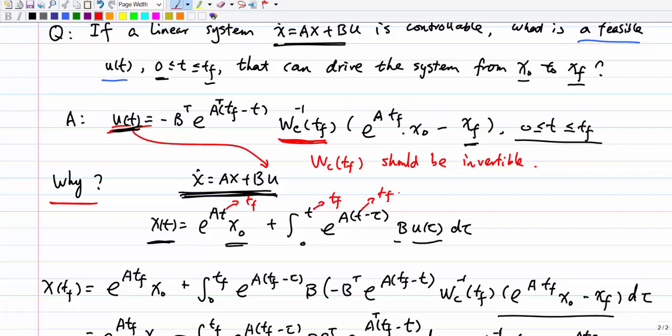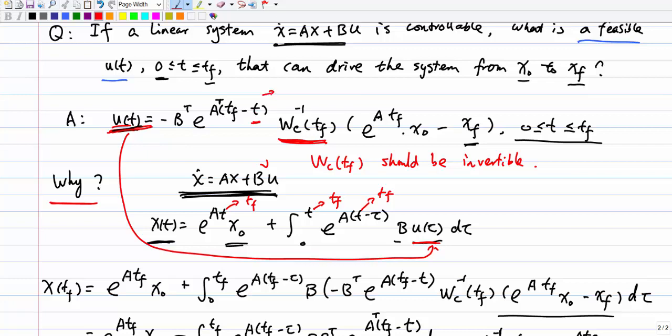Then I also replace u(tau) by this expression. Of course, I have to change the t to tau. That's what I have to do. Actually, I only have one place, this term, which has to be changed to tau. The other one has no tau involved.